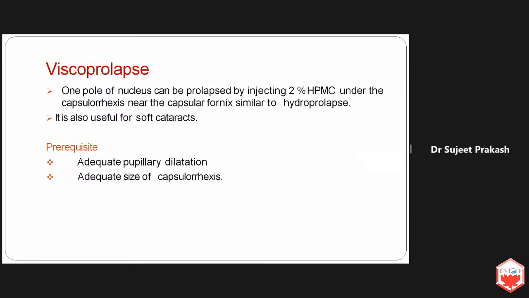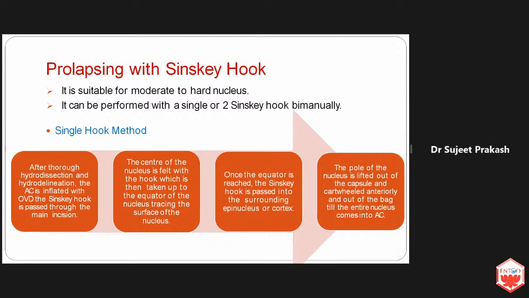Coming to viscoprolapse, it is very similar to hydroprolapse, but here 2% HPMC solution is used for capsulorhexis near the capsule fornix, similar to hydroprolapse, and it is also used for soft cataract. The prerequisite is adequate pupillary dilatation and adequate size of the capsulorhexis. When coming to prolapse with Sinsky hook, it is suitable for moderate to hard nucleus. It can be performed either with a single Sinsky hook or two Sinsky hooks bimanually.